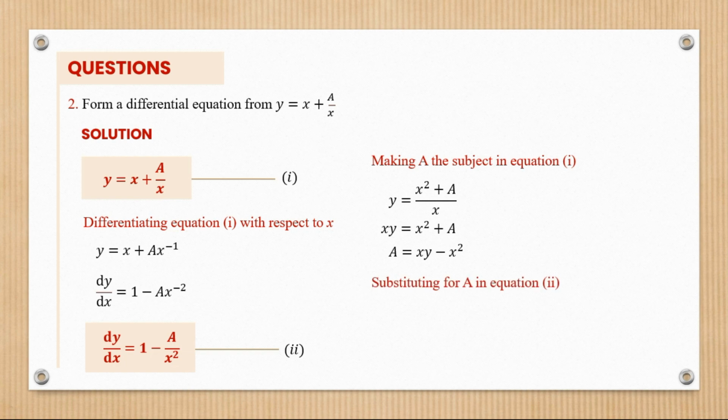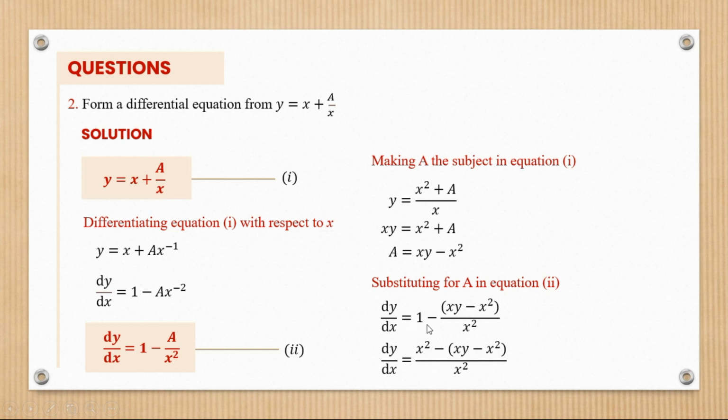Now that we know the value of a, we're going to substitute that in equation 2. Equation 2 now becomes dy/dx is equal to 1 minus bracket xy minus x squared over x squared. As you can see, I chose to put my value of a inside brackets. Why is that? It is because there is a minus sign right here, so to protect it, I put that in brackets. That is the safest way to do it. Now when you find the LCM, in this case it is x squared, and because we have this 1 over 1, x squared divided by 1 is what?